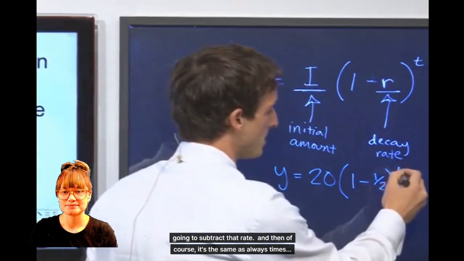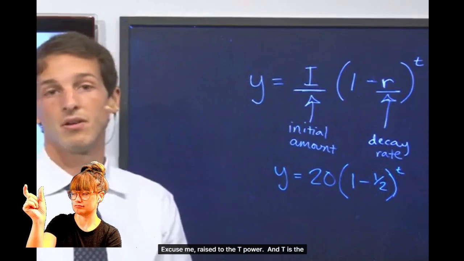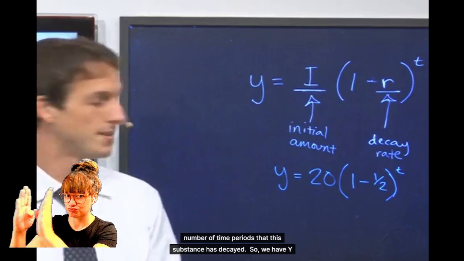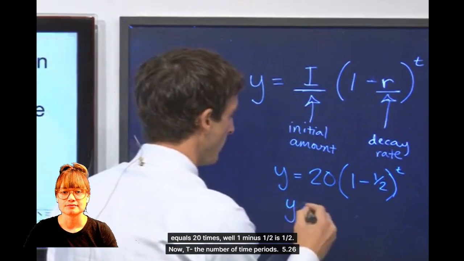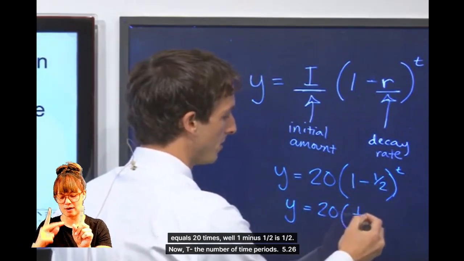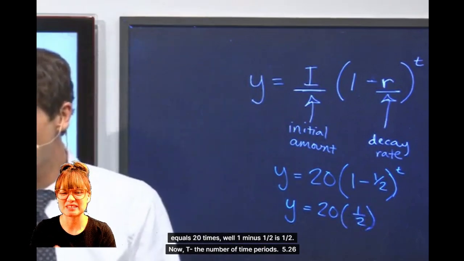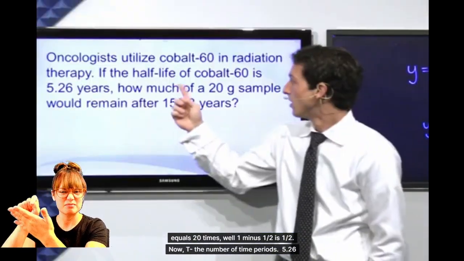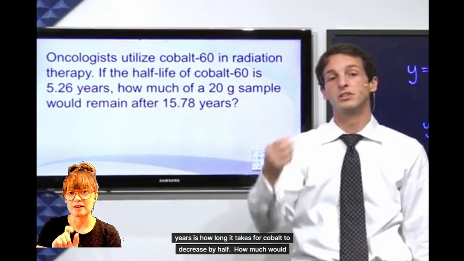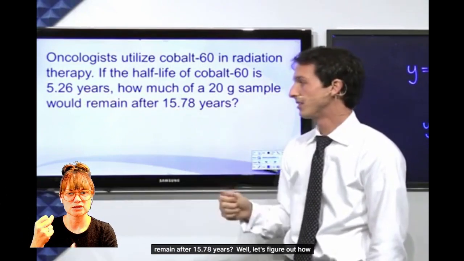And then, of course, it's the same as always, times, raised to the t power, and t is the number of time periods that this substance has decayed. So we have y equals 20 times, well, 1 minus a half is a half. Now t, the number of time periods. 5.26 years is how long it takes for cobalt to decrease by half. So how much would remain after 15.78 years?